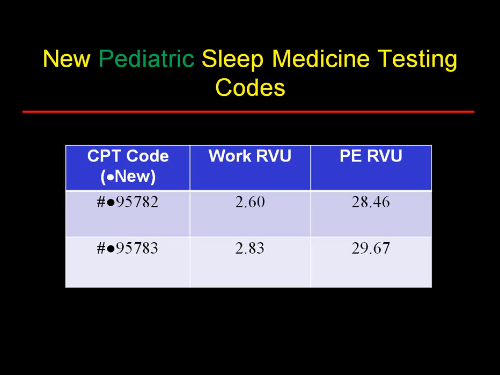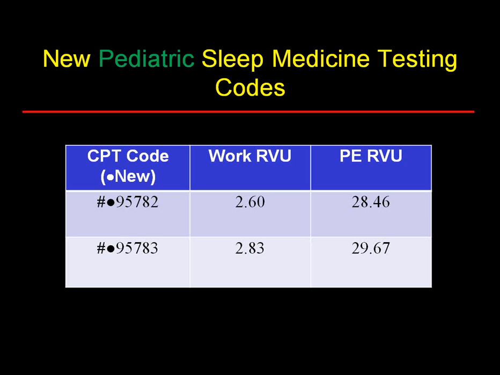But regardless of those slight hundredths of an RVU difference, one will notice that the practice expense RVUs for these 2 pediatric studies are almost 50% higher than for the adult studies. And that reflects the 1-to-1 technician ratio rather than the 1-to-2 technician-to-patient ratio characteristic of adults.